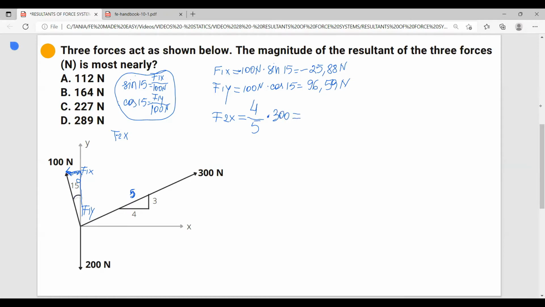equals. And then in order to solve for the y component, you'll take 3 over 5 multiplied by 300. And in both cases, our resultant force is going to have a positive direction for y and for x. So both of our forces are going to be positive. Let's solve F2x, 4 over 5 times 300 equals 240 newtons.